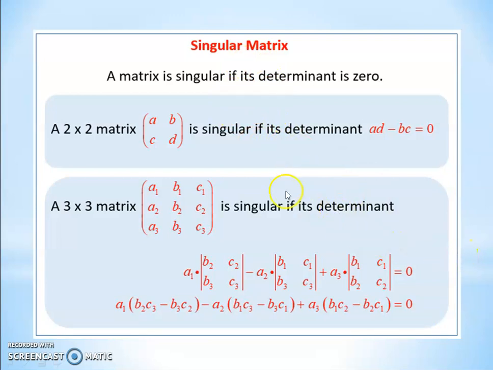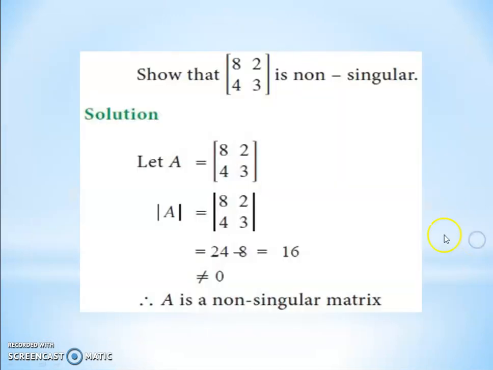So for solving and verifying a singular matrix, we must know how to find the determinant of a 2 by 2 matrix and a 3 by 3 matrix. That is important. Let us check the first example.